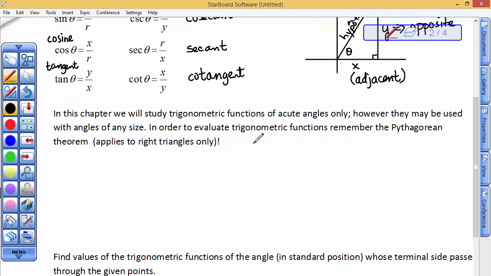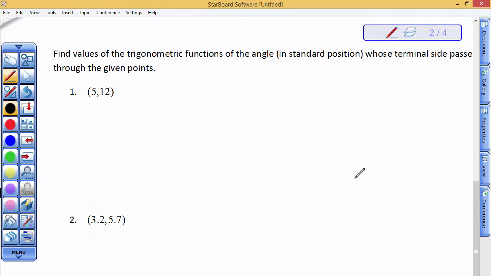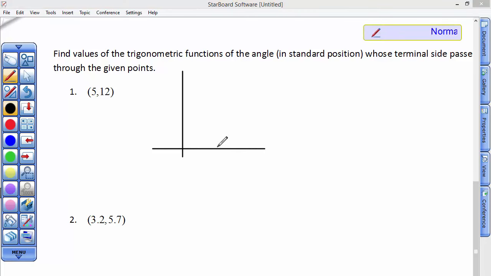Just remember that the Pythagorean Theorem is going to apply because we're working with right triangles. And we're going to go ahead and draw a few triangles now where the terminal side is through this ordered pair, and so 5, 12 is the ordered pair we're going to draw this through. So I'm going to go over here 1, 2, 3, 4, 5 units, and then I go up 1, 2, 3, 4, 5, 6, 7, 8, 9, 10, 11, 12 units. So I'm going to put my ordered pair right there.